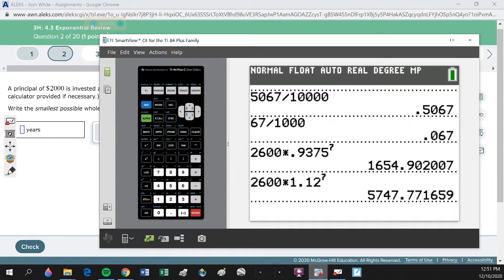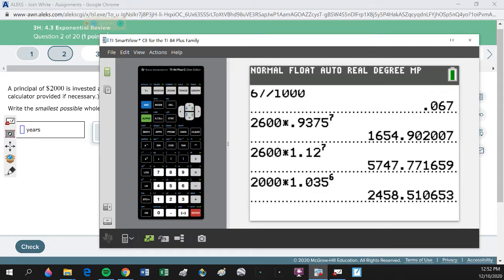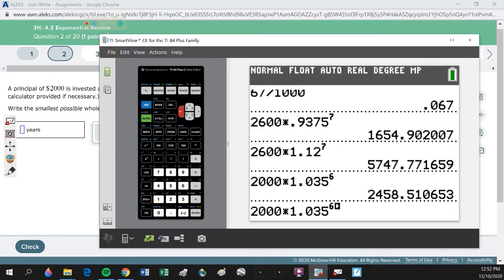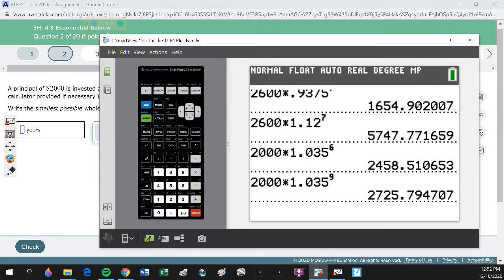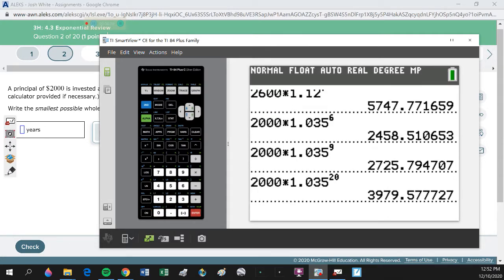Okay, then close your eyes if you don't want to see this. So 2,000 times 1.035 raised to the, anybody have a guess? 6. Is that big enough? No. So now I have to do second, enter, then I go over here, and I put in, let's say, a 9. Not big enough. So I do this again, and I say 20. Too big. That's a pain. Okay? Here's a better way to do it.